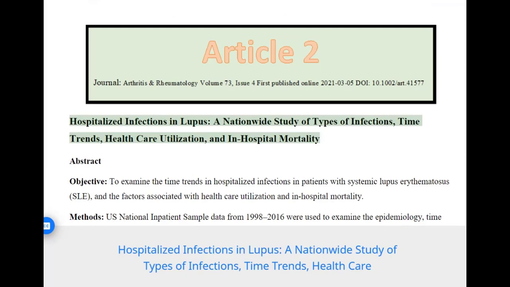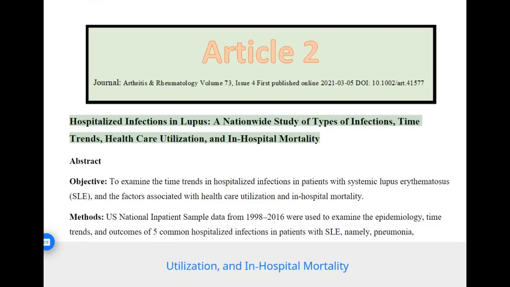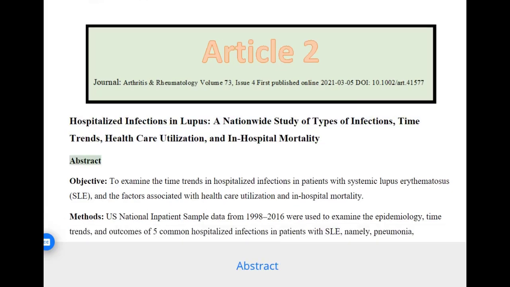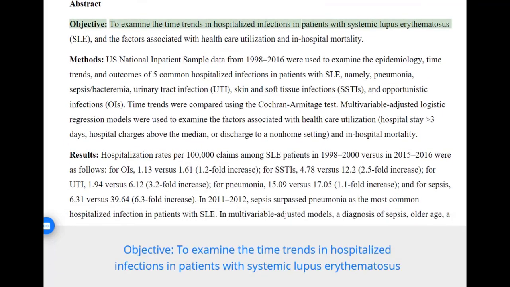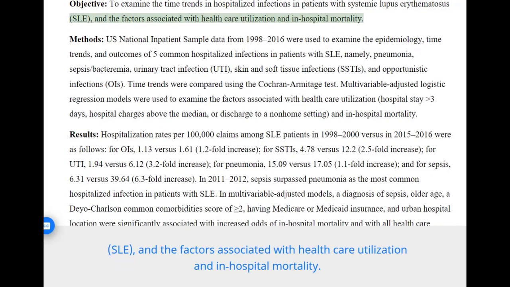Hospitalized infections in lupus: a nationwide study of types of infections, time trends, healthcare utilization, and in-hospital mortality. Abstract. Objective: to examine the time trends in hospitalized infections in patients with systemic lupus erythematosus, SLE, and the factors associated with healthcare utilization and in-hospital mortality.